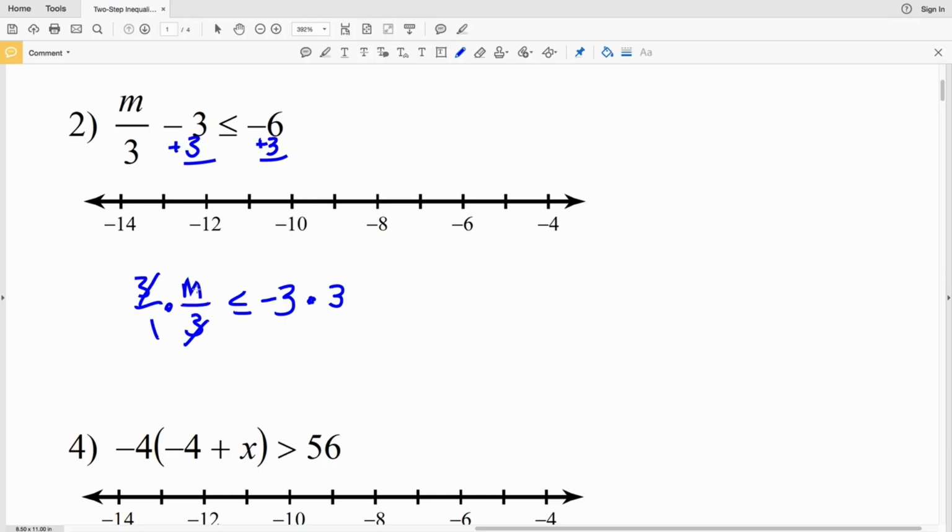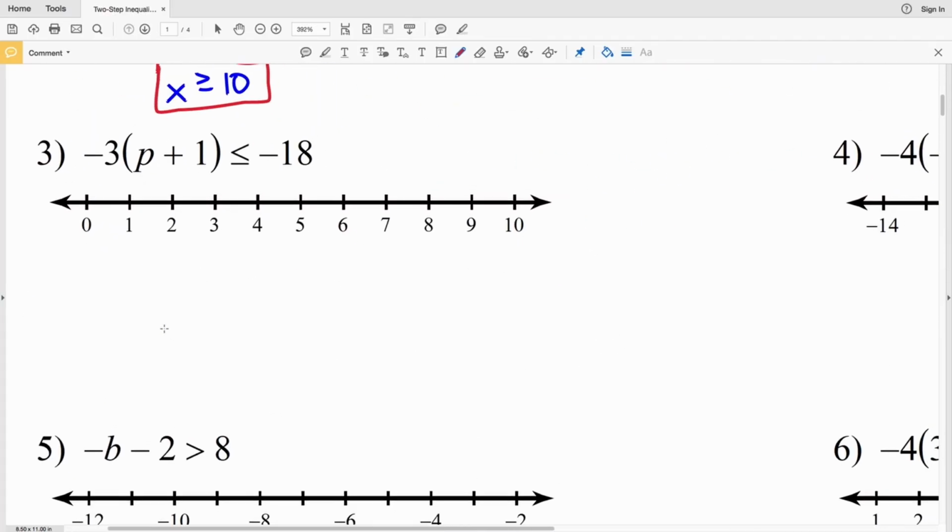3 over 1 times m over 3 equals m over 1, which is m, less than or equal to negative 3 times 3, which is negative 9. So m less than or equal to negative 9 is the solution to this inequality. We'll find the negative 9, circle it, and fill it in, so shade in everything to the left.